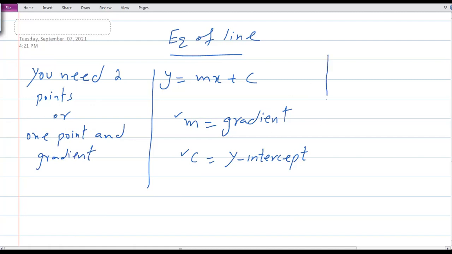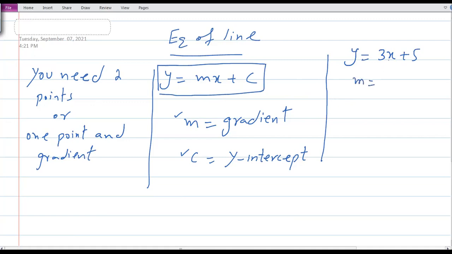Let's suppose a line is given like this, y is equal to 3x plus 5. Clearly, if you compare, it is the equation of a line. If I ask you what the gradient is, if you have y equal to this form, the coefficient of x is the gradient. So what is m here? The coefficient of x is 3. And what is c, the y-intercept? It is 5.